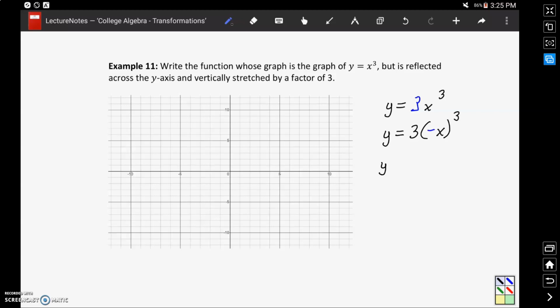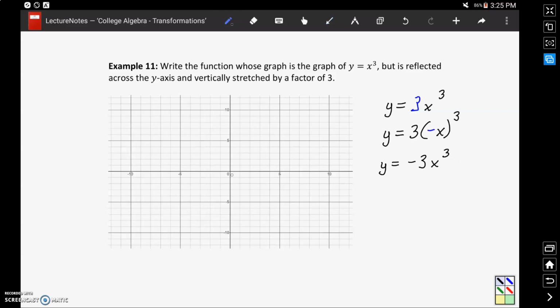But we could go ahead and simplify and rewrite. Negative 1 to the third power would still just be negative 1, so we could rewrite this as negative 3 x cubed, which now looks like a reflection across the x-axis, but since x cubed is an odd function, reflecting about y or x yields the same result.